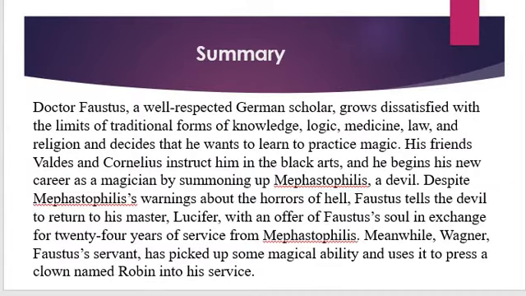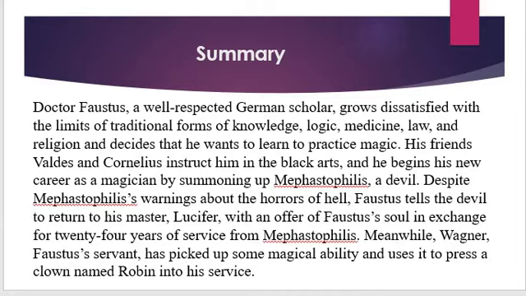Dr. Faustus, a well-reputed and respected German scholar, grows dissatisfied with the limits of traditional forms of knowledge like logic, medicine, law and religion, and decides that he wants to learn to practice magic. His friends Valdes and Cornelius instruct him in the black art, and he begins his new career as a magician by summoning Mephistopheles, who is a devil. Despite Mephistopheles' warning about the horror of hell, Faustus tells the devil to return to his master Lucifer with an offer of Faustus' soul in exchange for 24 years of service from Mephistopheles.